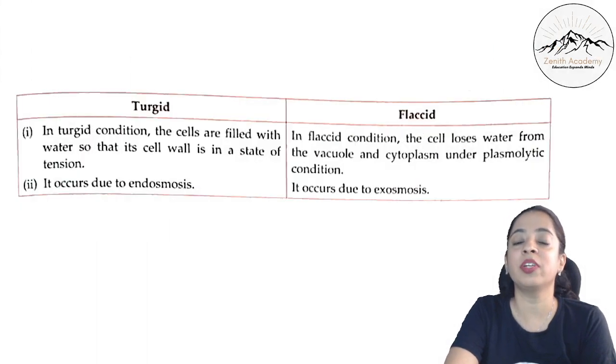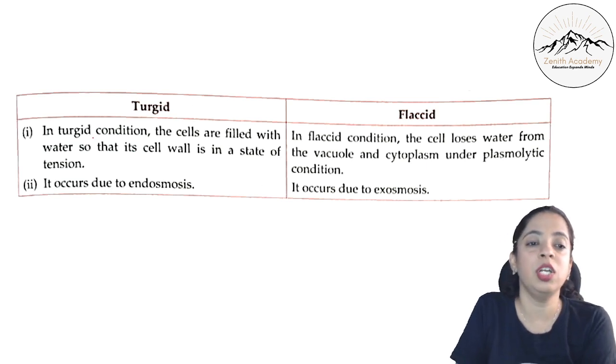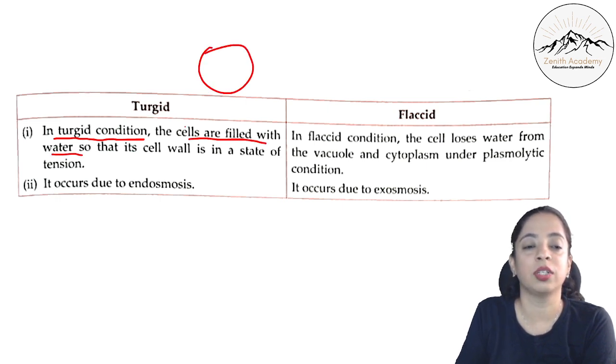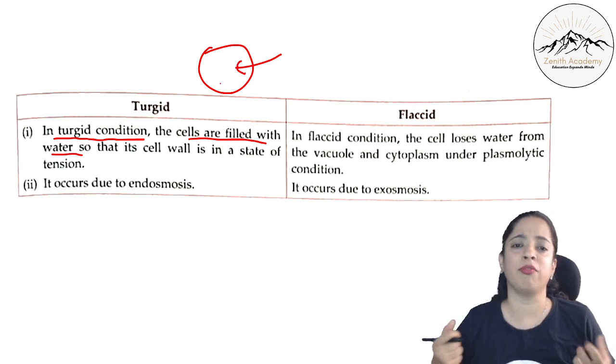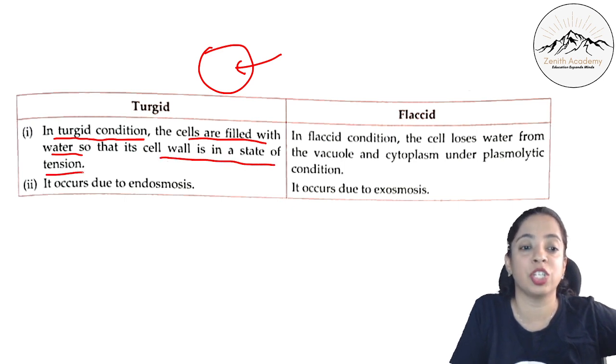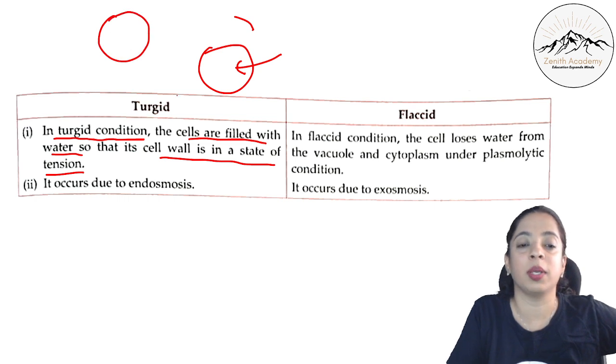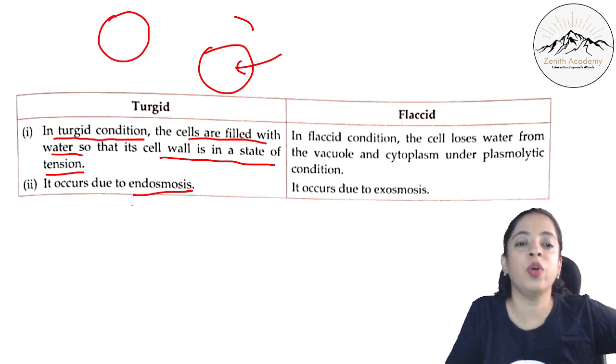The next difference that can come is turgid and flaccid. What do you mean by a turgid cell or a flaccid cell? So what is turgid? In turgid condition, the cells are filled with water. Water goes inside and they are full and hefty, so that the cell wall is in a state of tension. The cell wall is stressed, and it occurs due to endosmosis.